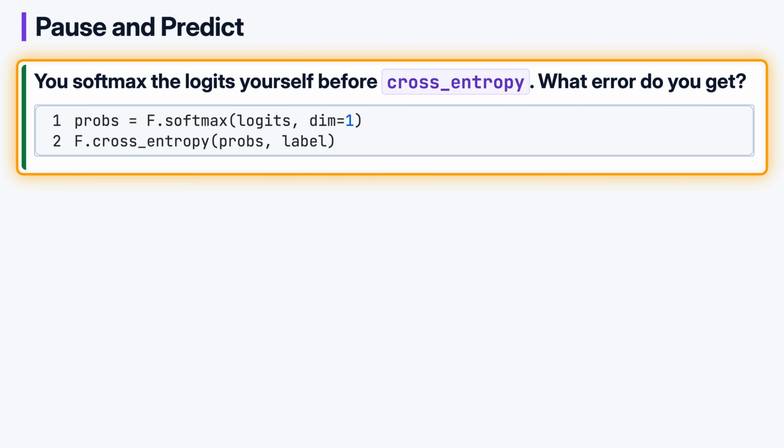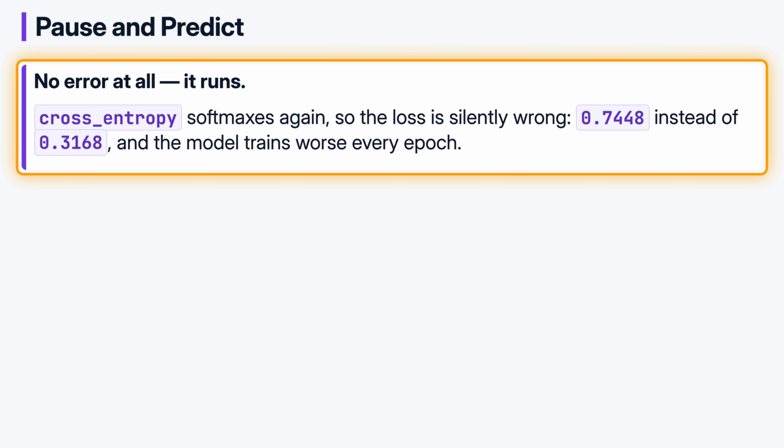Quick check before we go. You softmax the logits yourself, then pass those probabilities to F.cross_entropy. What error do you get? Pause the video and predict. Here's the answer, and it's a trick. You get no error at all. It just runs. Cross-entropy softmaxes your probabilities again, so the loss is silently wrong, 0.7448 instead of 0.3168, and the model trains on the wrong signal. The silence is exactly why this bug survives.